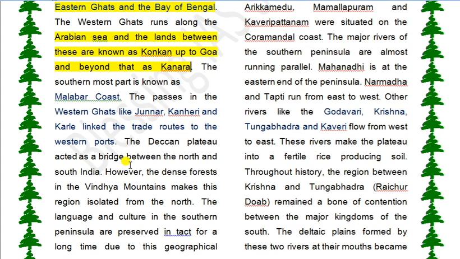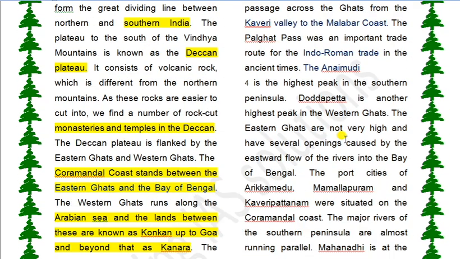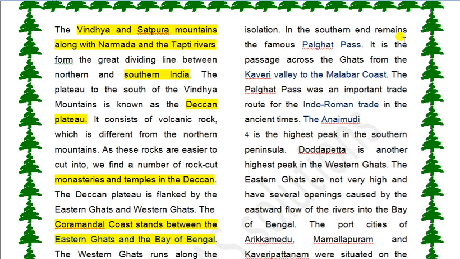The Deccan Plateau acted as a bridge between northern and south India. However, the dense forest in the Vindhya mountains makes this region isolated from the north. The language and culture in the southern peninsula were preserved intact for a long time due to this geographical isolation. In the southern end remains the famous Palghat Pass. It is the passage across the Ghats from the Kaveri Valley to the Malabar coast. The Palghat Pass was an important route for the Indo-Roman trade in ancient times.